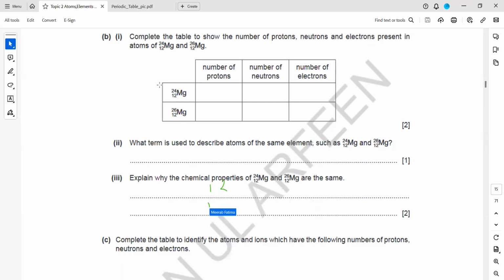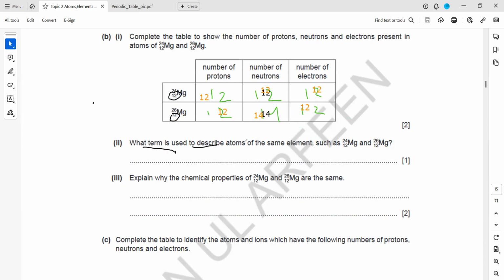The next, you have to complete the number of protons because this is the proton number, so both are 12 protons. Neutrons, you have to subtract 24 minus 12, and 26 minus 12. And electrons, because it's an atom, it will have the same number of electrons as protons.